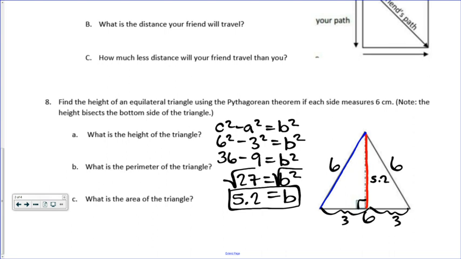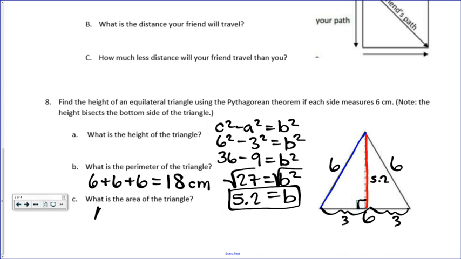B asks you what the perimeter of your triangle is, so you're asking what the distance around the outside is. That would be 6 plus 6 plus 6, which equals 18. And I think it's in centimeters. Yes, centimeters. And then what is the area of a triangle?